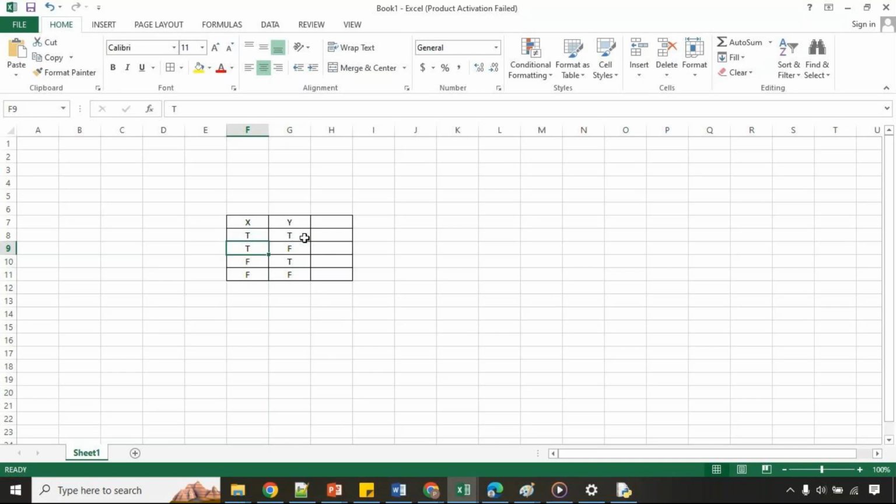Another possibility is X is saying true and Y is saying false. Another possibility is X is saying false and Y is saying true. And one more possibility is both are saying false. These are all the possible cases between the two persons. Now, here we have the AND operation: X and Y.